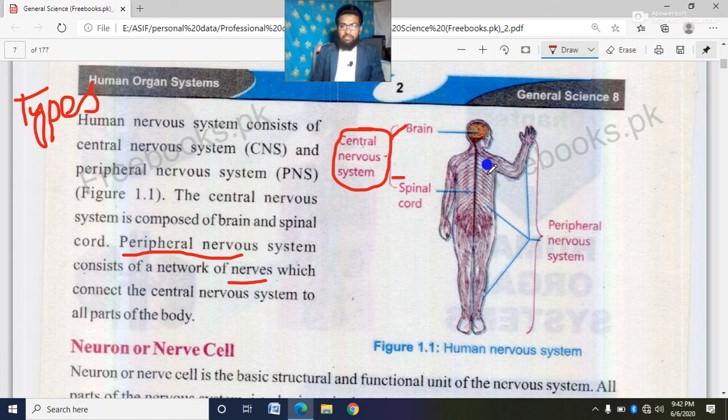Here we can see in the figure that there are different red-colored thread-like structures running in our whole body. So each and every part of our body is covered with these red lines, these red thread-like structures. Dear cadets, these red lines are actually nerves which are present in all parts of our body. All these nerves are connected with each other and they form a network. This complete network of nerves is known as the peripheral nervous system, and these nerves are connected with the spinal cord and brain. So they carry messages from all body parts to the central nervous system, meaning to the brain and spinal cord.